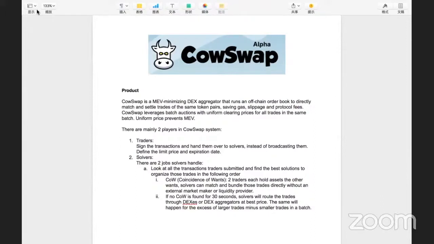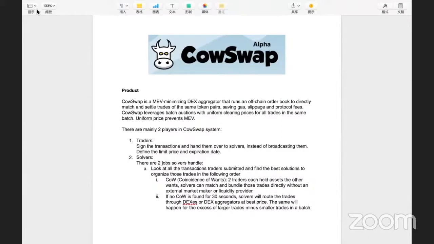So to break it down a little bit more on how the product actually works, there are two players in the CowSwap system. One is traders. You can think of anyone like you and me, or big whales who just want to send a big trade on chain.